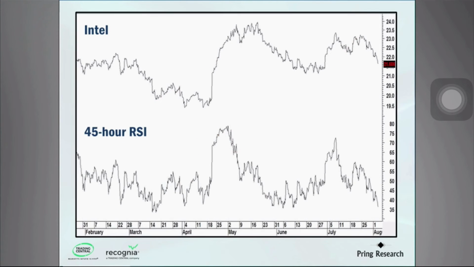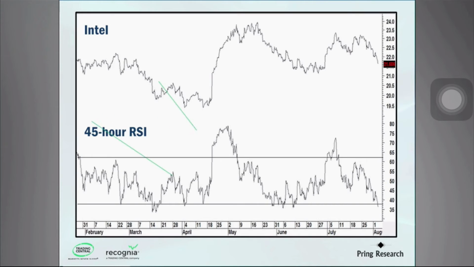Here we see an hourly chart for Intel. It has a 45-hour RSI in the lower panel, which roughly corresponds to a week of trading. I've drawn the overbought and oversold lines at 62 and 38. See what a nice combination of trendline breaks we get in April 2011.